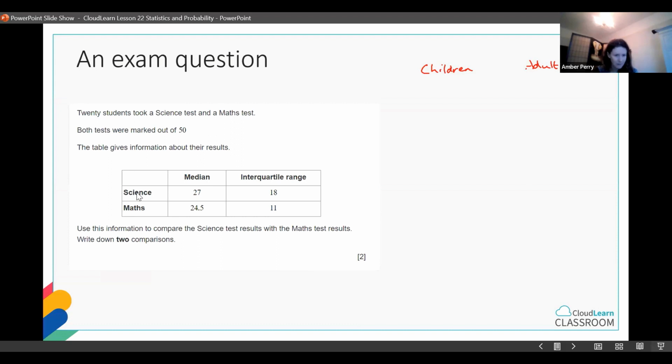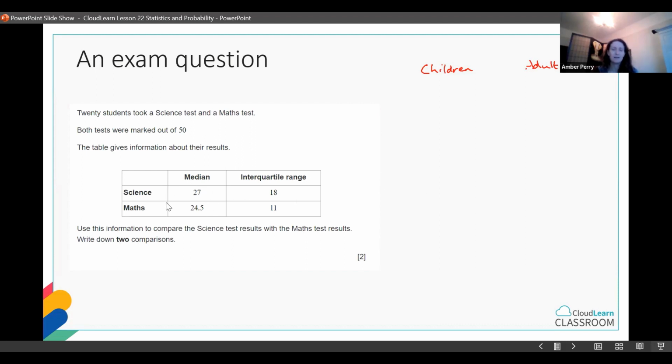So all these students in their science, they got a median result of 27. And the interquartile range was 18. And in maths, they got a median result of 24.5 and an interquartile range of 11. And we're being asked to compare the science test results with the maths test results. You must write down 2 comparisons. So you must discuss both the median and the interquartile range. You must talk about those 2 things to get the 2 marks. So they're very specific about where the marks come from.